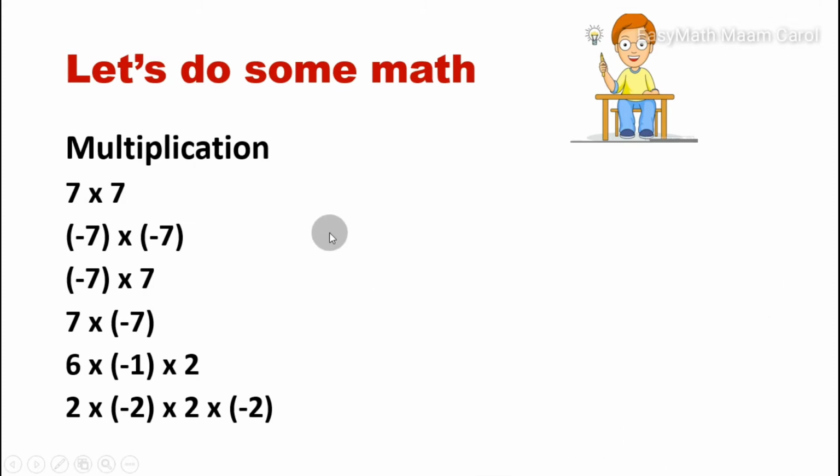So, let us now answer this exercise. Let's start with positive 7 times positive 7. Ito din naman yung ordinary multiplication. So, 7 times 7, sagot naman natin dyan, 49, di ba? Ayan. Yung sinasabi ko kanina na check mo muna yung absolute value. Ang positive 7, ang absolute value ay 7 and the same thing with this. So, 7 times 7, 49.